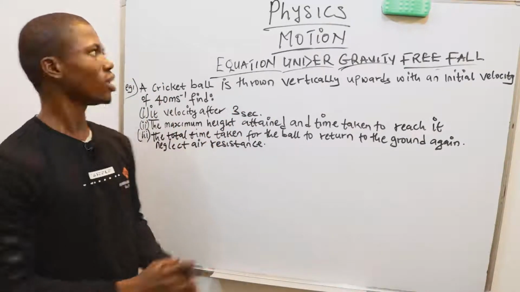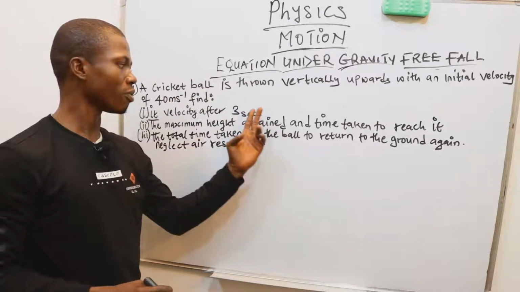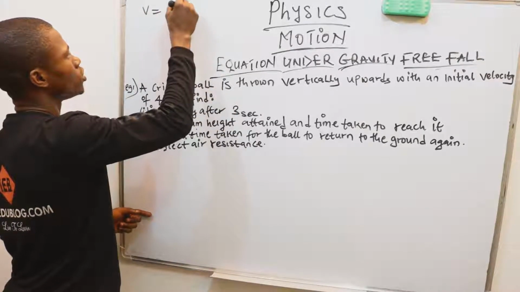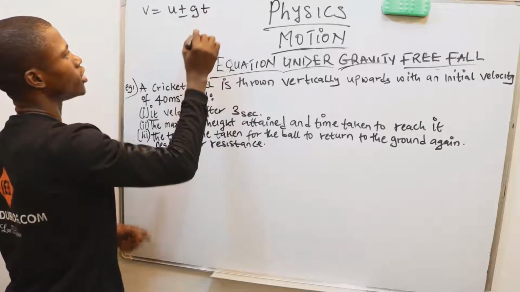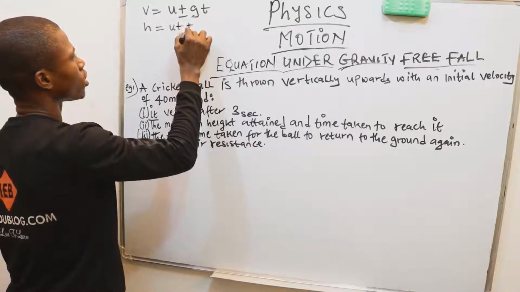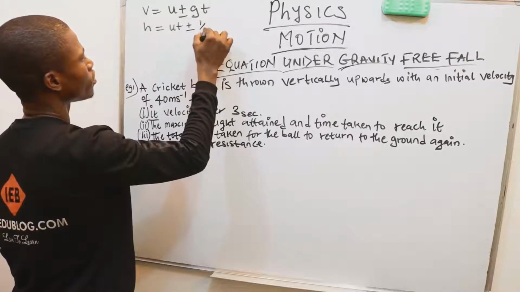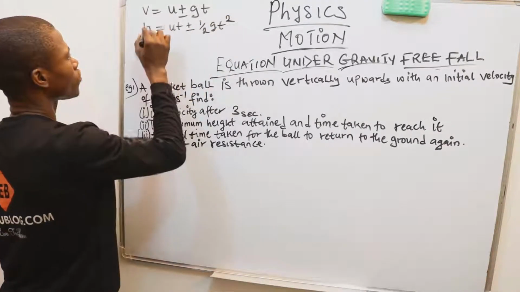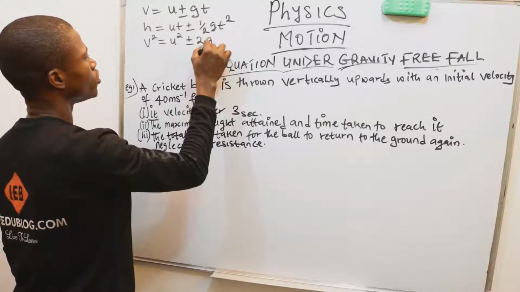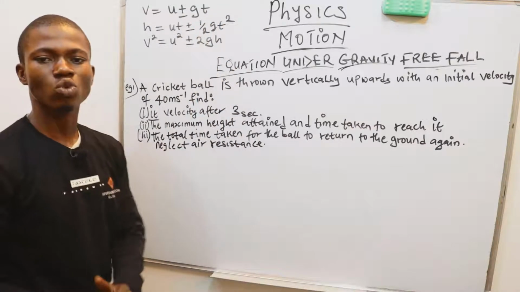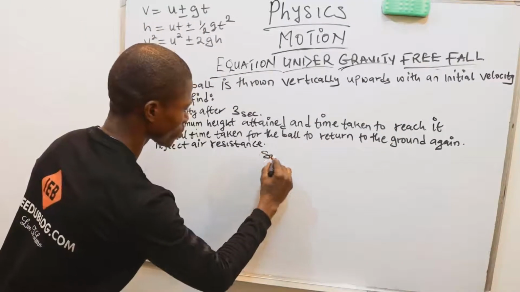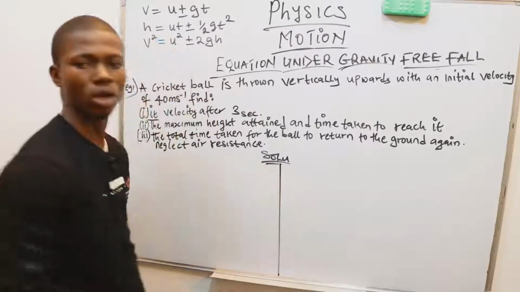So before we start, we don't know which formula to use out of the 3 formulas. So let's write out the 3 formulas, and before we start each one, we check the formula to use. The first formula says that V is equal to U plus or minus GT. The second formula says that H is equal to UT plus or minus half GT squared. And the third formula says that V squared is equal to U squared plus or minus 2GH. So these are the 3 formulas that we are going to use to solve every question under this topic. Okay? So let's start now. This is our solution, and let's divide our board.